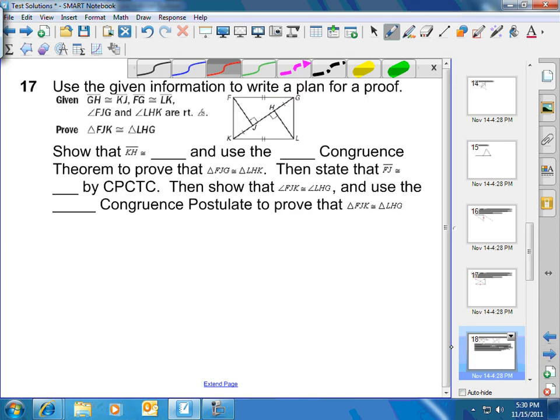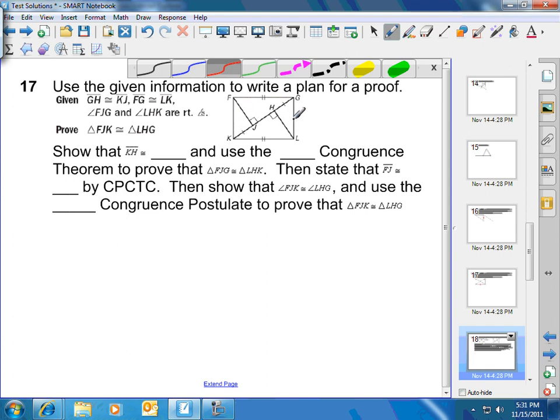Number 17, use the given information to write a plan for a proof. Okay, we see that segment GH is congruent to KJ and FG to LK, and then we have two right angles. We want to prove that FJK and LHG are congruent. So looking at it, we don't have enough information to show that they're congruent. So maybe if we can show these two larger right triangles are congruent, then we know that this side is congruent to this side and the two smaller triangles.